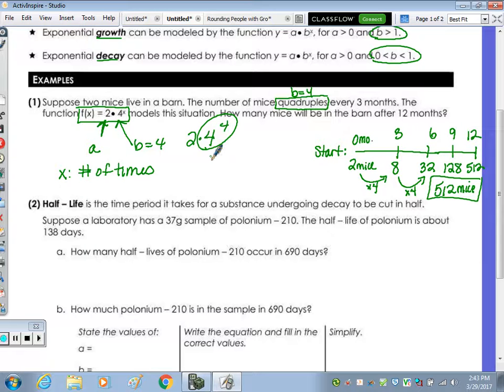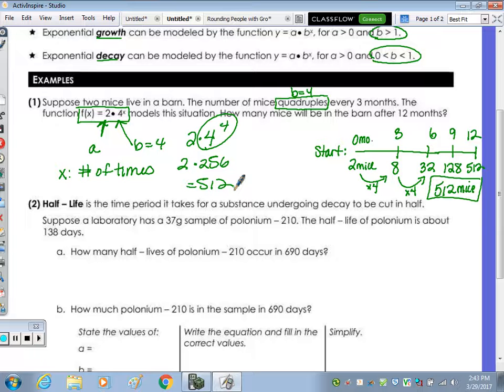So 4 to the 4th power. Well, 4 times 4 is 16, times 4 is 64, but then 64 times 4, 256. Then if you double 256, you get 512. So you can do all these by hand. You can use the function. You have to use the function if it tells you to write the rule and then use it. But you could always do it by hand to make sure you're right. So make sense of the situation as you're using each of these function rules.